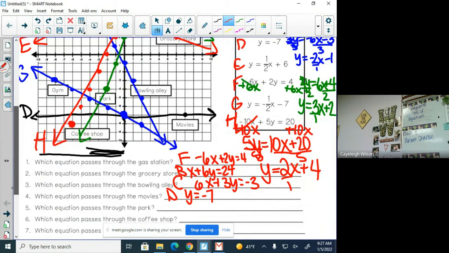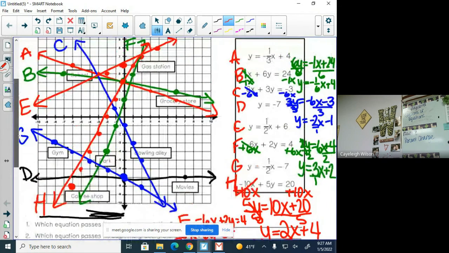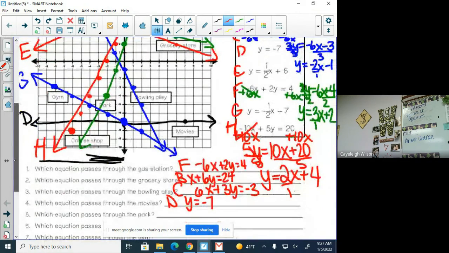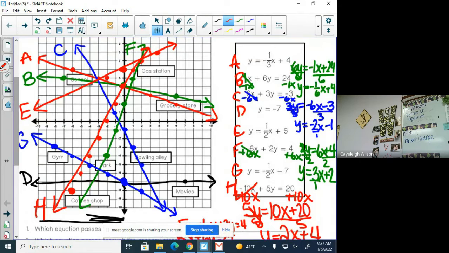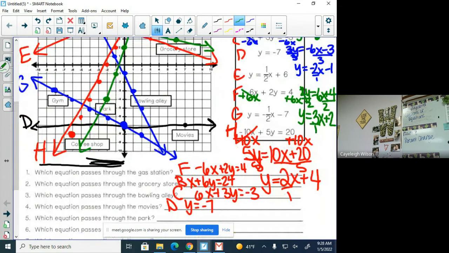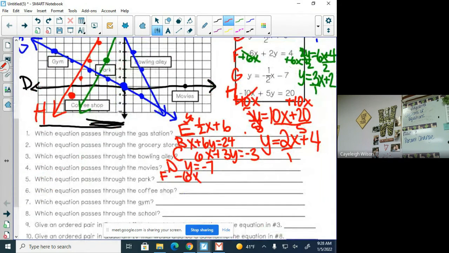All right, number 5. Which one goes through the park? Here's the park, that green line. It's supposed to be the gas station. Oh, yeah, it should have been. My lines are a little crazy there. If I would have kept counting, instead of down 3 left 1, it would have gone up 3 left 1, which would have been there, not there. So that's my bad. This one should have been E. It gets a little crazy up here. So we said the park was the green one, which was F, sorry. That's the -6x plus 2y.